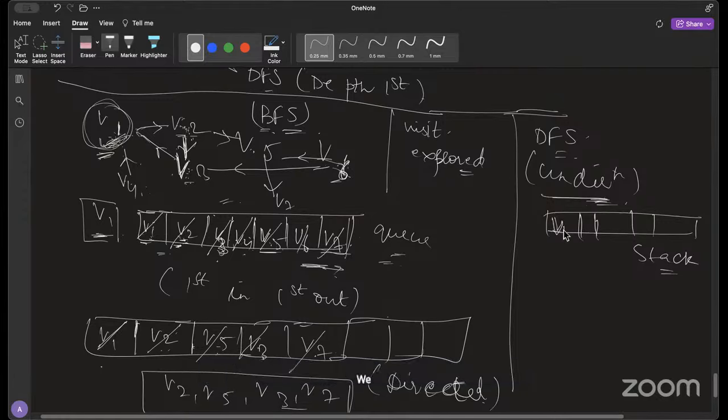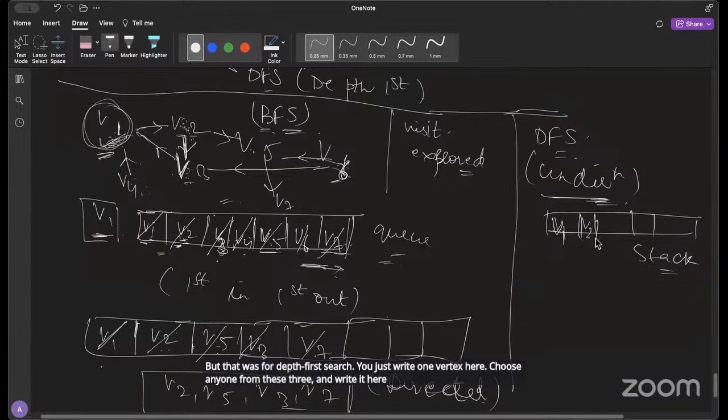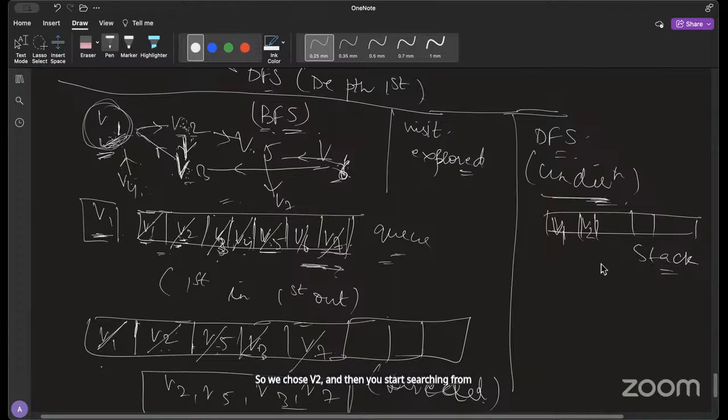We start with V1 and then you can write V2, V3 and V4, right? But that was for breadth first search. For depth first search, you just write one vertex here. Choose any one from these three and write it here. Let's just choose V2. So we chose V2 and then you start searching from V2. So now we say that V2 has been visited, right?